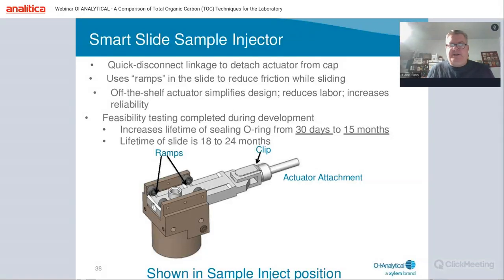This is the slip slide injector, which has a quick disconnect linkage to attach the actuator to the cap. It uses ramps in the slide to reduce friction. This is what we spoke about, where it increases the lifetime of the sealing O-ring from 30 days to 15 months. The lifetime of the slide is 18 to 24 months. And this is shown in the inject position, where it's fully engaged on top of the combustion tube.